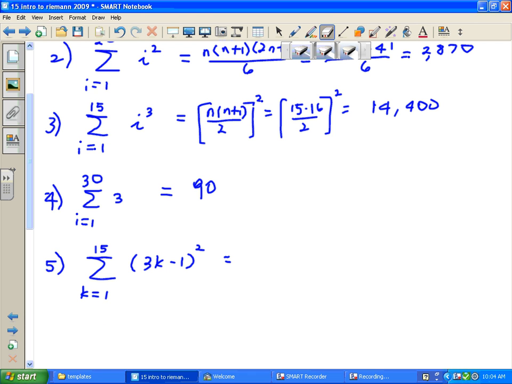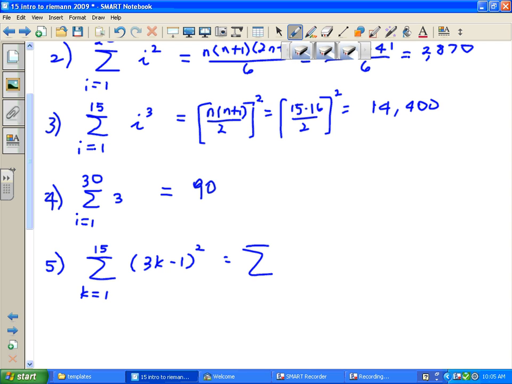I can see several ways to do this, but I think the easiest one, we don't have a formula that applies directly to (3k minus 1) squared. We have a formula that applies to just k squared or i squared, right? So our best bet right now is to expand that binomial. Okay, so let's rewrite the binomial in expanded form. That's our first step, because we don't have a formula just for this expression squared.